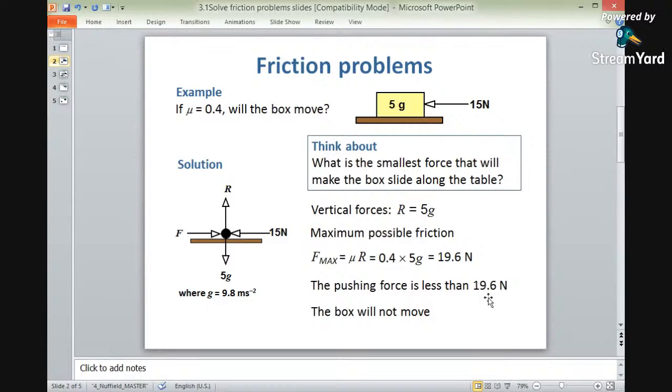The pushing force is less than 19.6. That is a 15 newton pushing force. It is less than 19.6. Therefore, this block cannot move left side. The block will not move. Due to this 15 newton load, the block will not move towards left, because 19.6 is more as compared to 15. If this given value were 20, or 21, or 23, that means it can move right side. In the present case this 19.6 is more, therefore it will not move towards left.